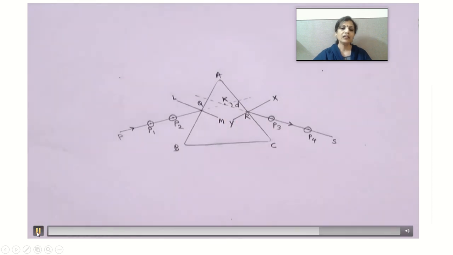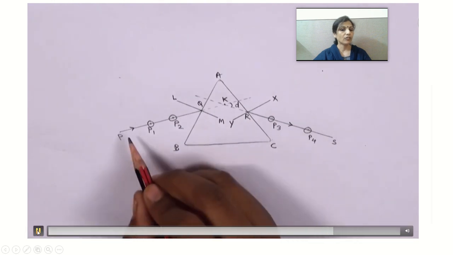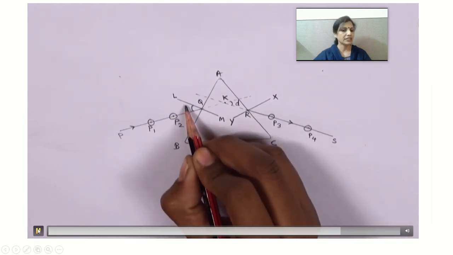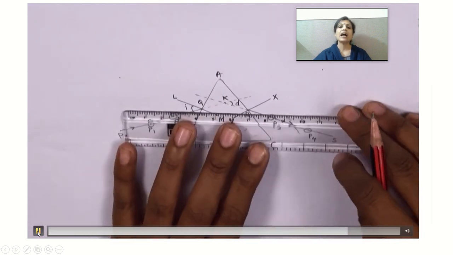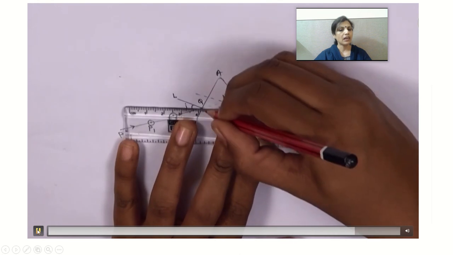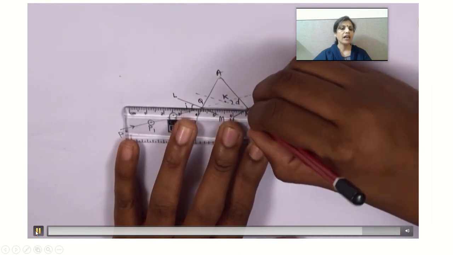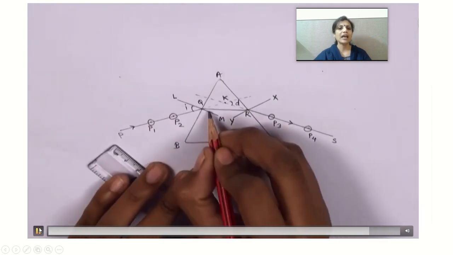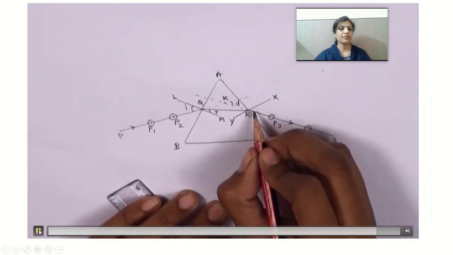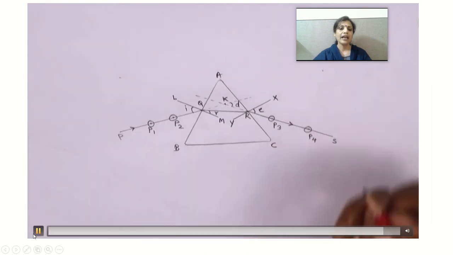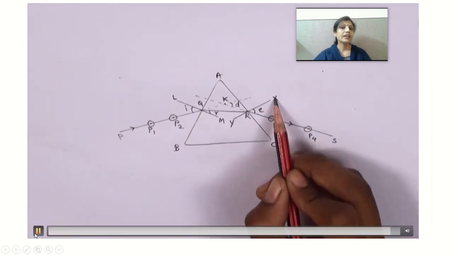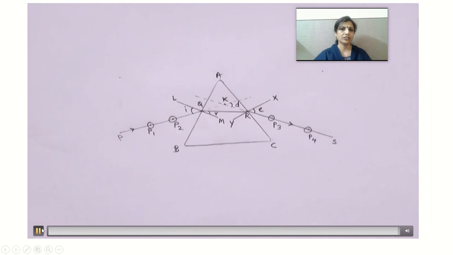Now the angle formed by the incident ray with the normal is the angle of incidence, and that is angle PQL, and angle MQR is the angle of refraction. Then angle SRX is the angle of emergence.